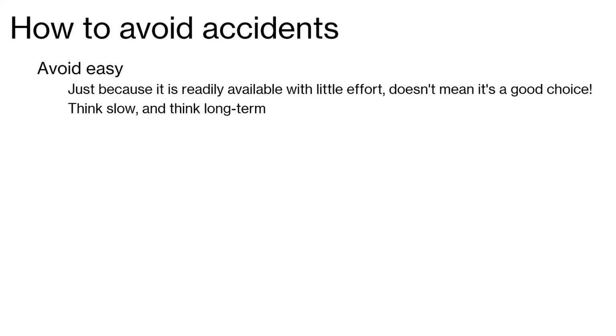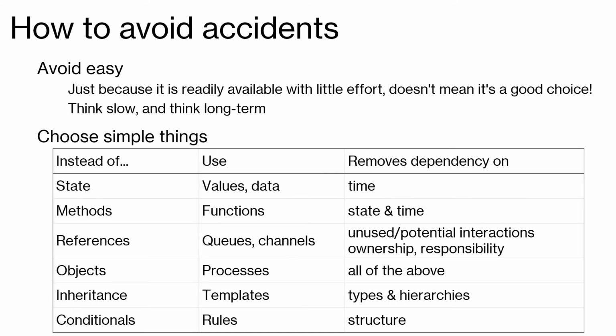In order to find what the right choice is, there's no avoiding this. You have to think slow and you have to think long term. And while you are thinking slow, try to choose simple things. Don't choose things that have complexity built into them. Here's a list.